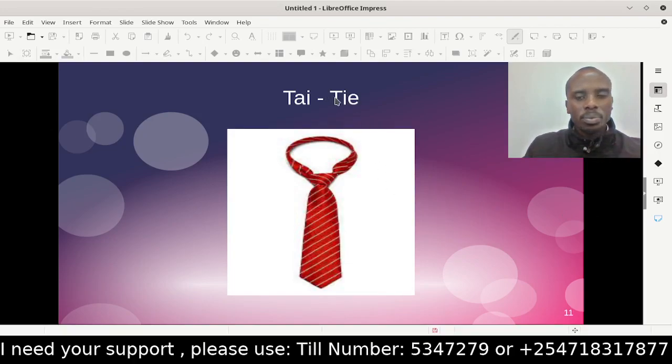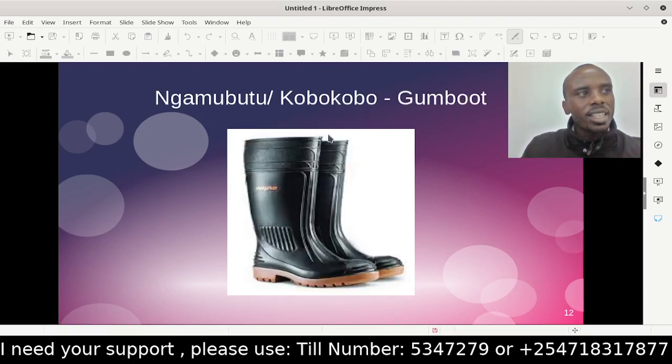Then we have tie. Tie is tai, just a direct translation. Then we have gumboot. Gumboot is gamufuti or kofo. Gamufuti or kofo.